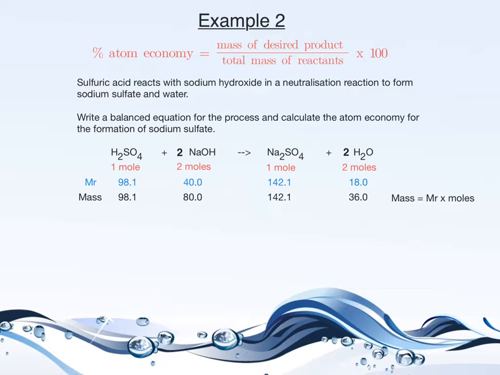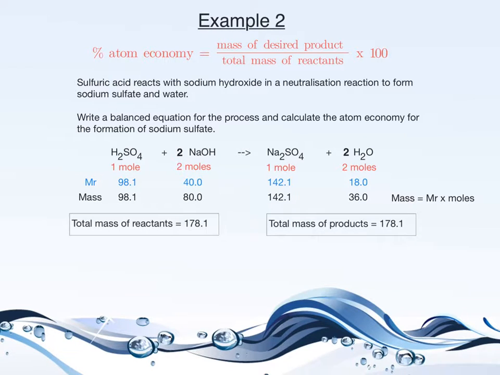Using the MR and the number of moles, we can see that the mass of sulfuric acid comes out at 98.1 grams, the mass of sodium hydroxide at 80 grams, the sodium sulfate at 142.1 grams, and the water at 36.0 grams. At this point, we check our calculations are accurate by totalling up the reactants and the products and checking that these are equal. Both sides have a total mass of 178.1.